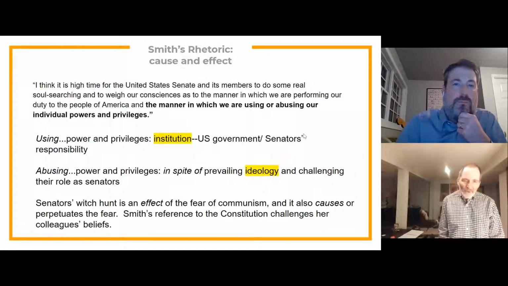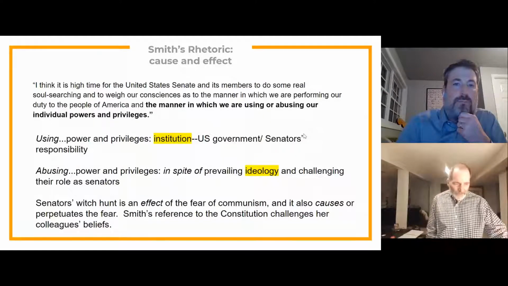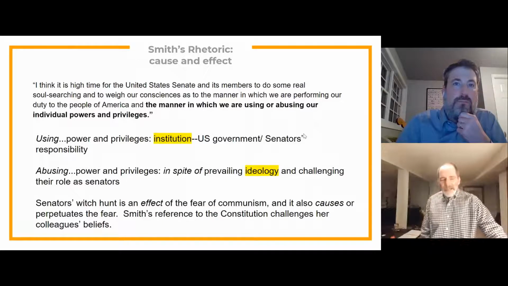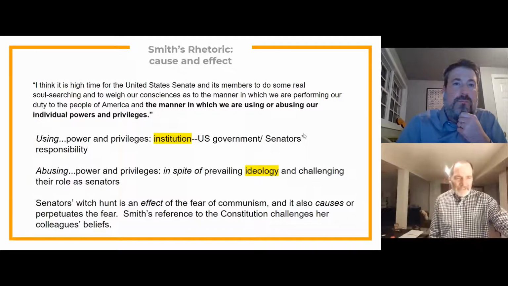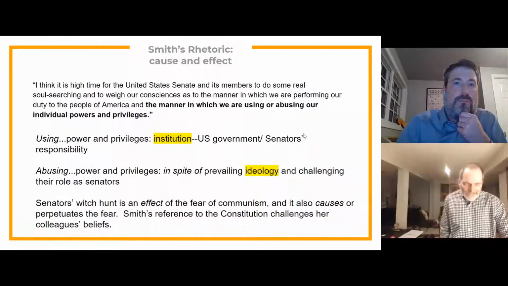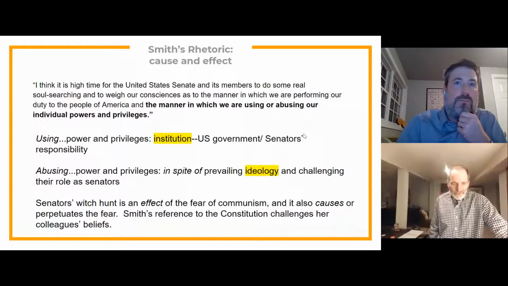In other words, don't let this witch hunt and this fear of communism allow us to move away from our institutional responsibility. So I would say the takeaway, colleagues, from this is that students would need to be taught how a particular rhetoric references an ideology or an institution, not unlike what Lloyd was sharing with technology and Earth.